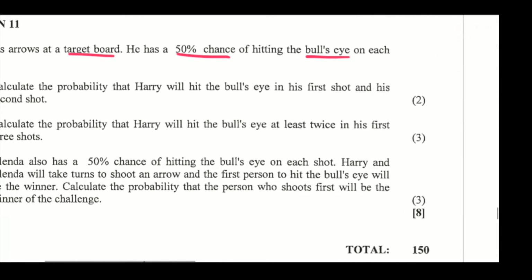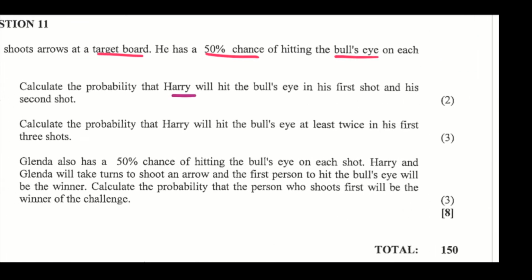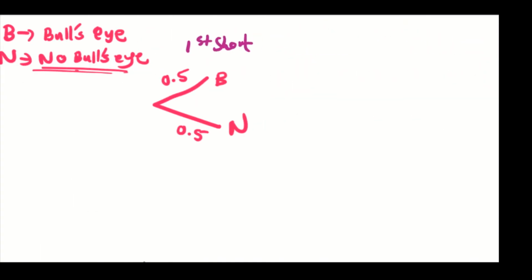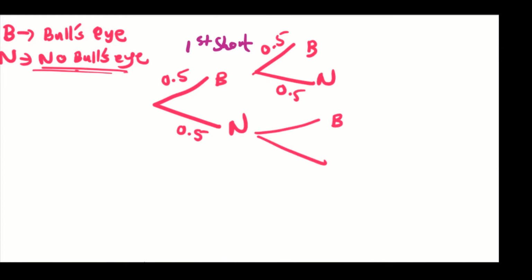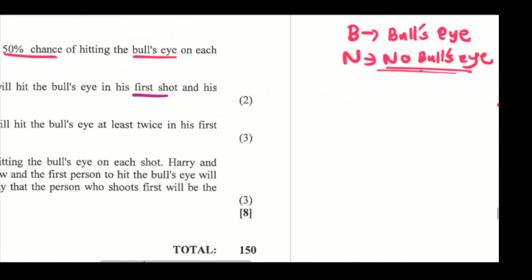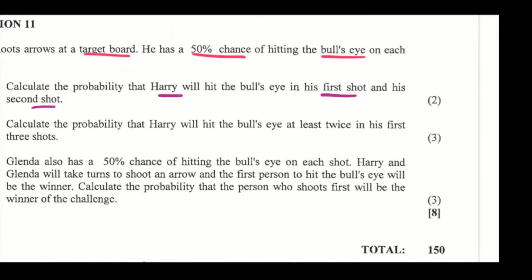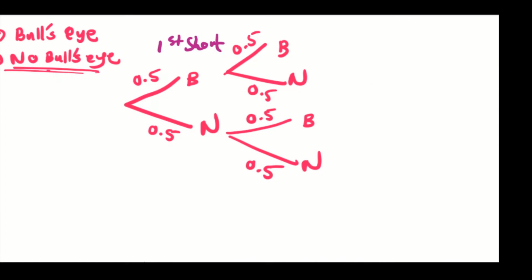We just want to know the probability that Harry will hit the bull's eye in his first and second shot. So if we consider the second shot, where we have the bull's eye and no bull's eye, it's still going to be a 50% chance of hitting. We're also going to have the bull's eye here and no bull's eye, so 0.5 here, right? So for us to calculate the probability that Harry will hit the bull's eye in his first and second shot, we need to look at this situation here.